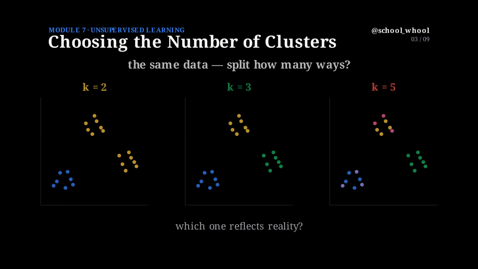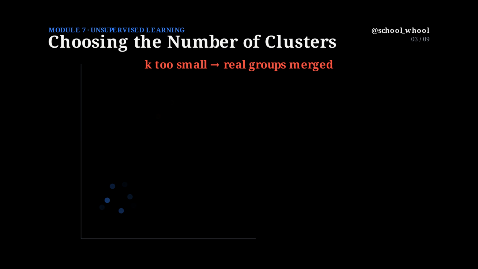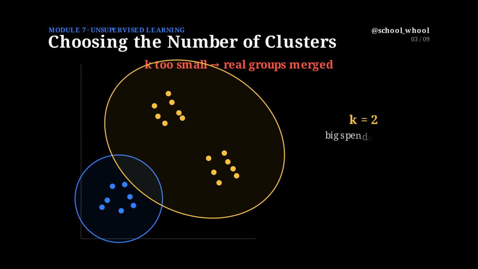If we pick K too small, say, 2, the algorithm is forced to jam genuinely different customers into one group. Here, the big spenders and the frequent visitors get lumped together. Real, distinct groups are blurred into one.